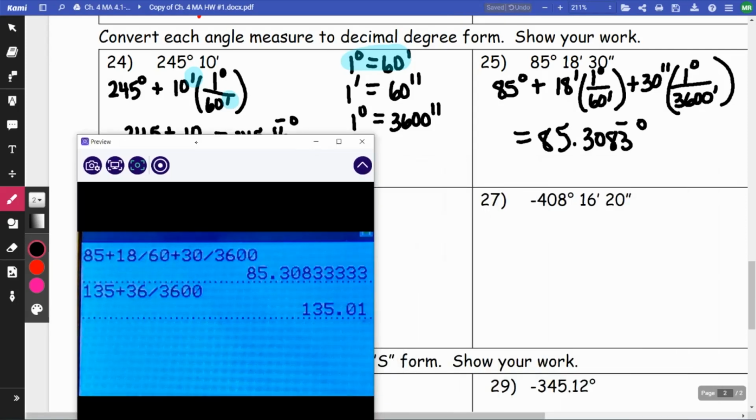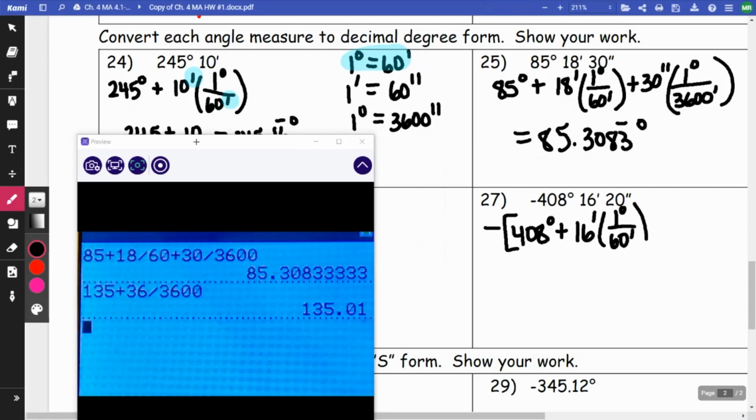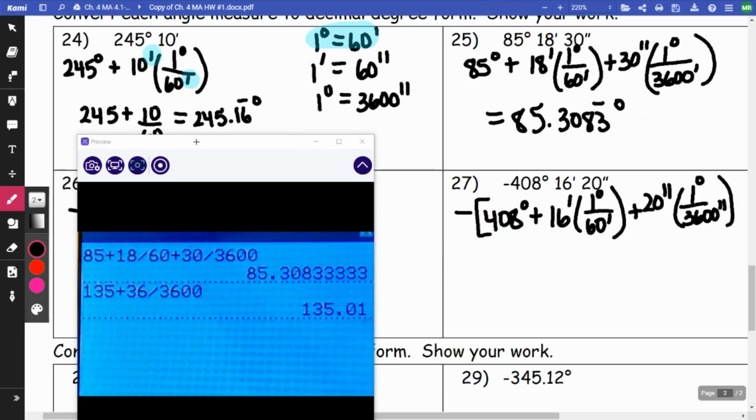For the next one, again, I'm going to have my negative out front. 408 degrees plus 16 minutes. And remember to convert minutes. 1 degree is the same as 60 minutes plus 20 seconds. And 1 degree is the same as 3,600 seconds. Okay, so I'm going to put this into my calculator and I'm going to get a negative.